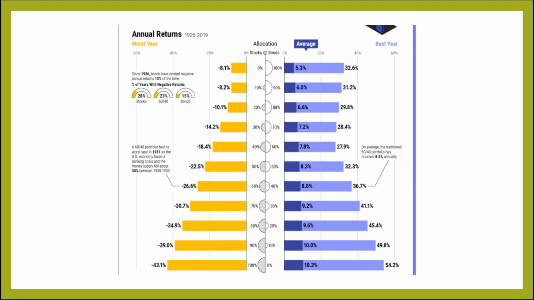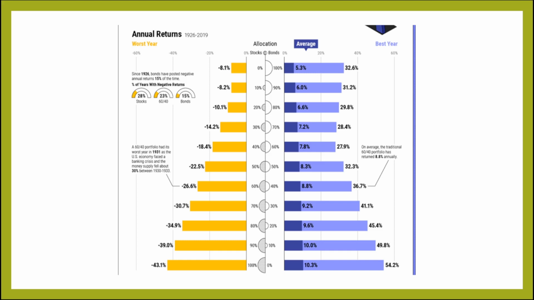So let's talk about a 100% stock portfolio. So that's the bottom line here. So you can see 100% in stocks. The worst year for that was minus 43%, a loss. And then the average return is 10.3% for a 100% portfolio in stocks. And the best year was 54%. So if you want to take the stock route, you're going to have massive volatility, but on average, you'll do better than the 100% bond portfolio.